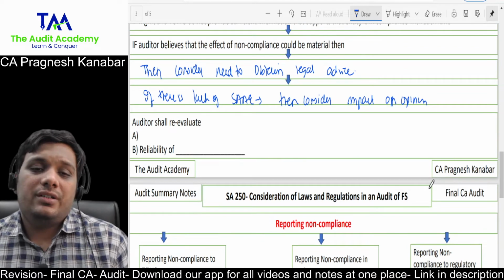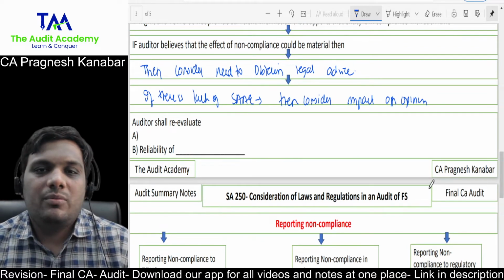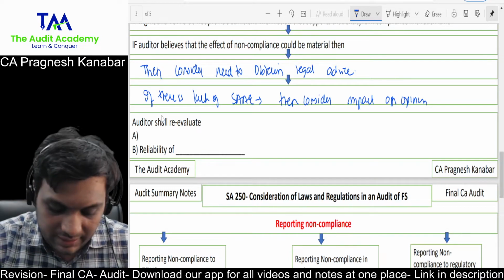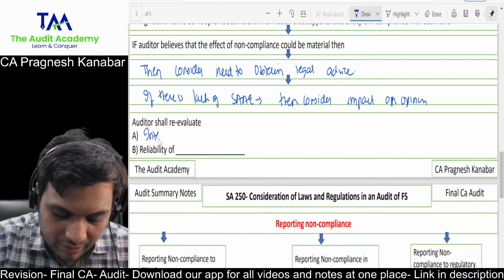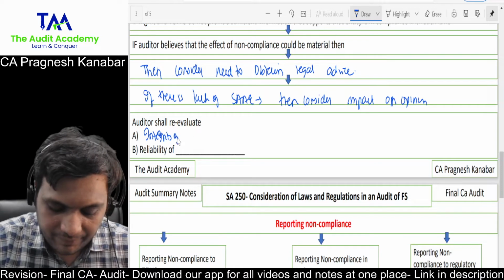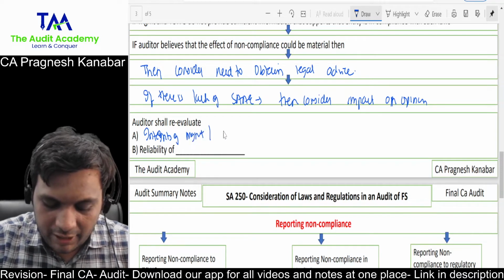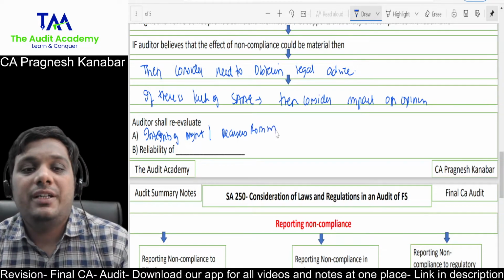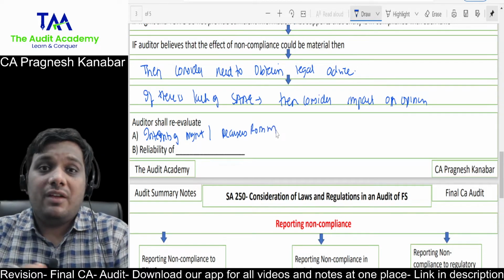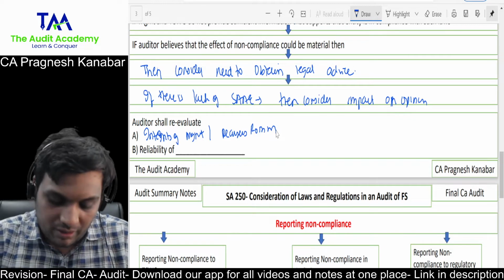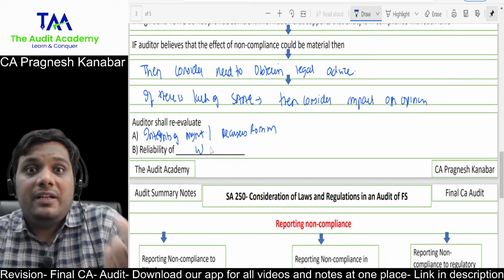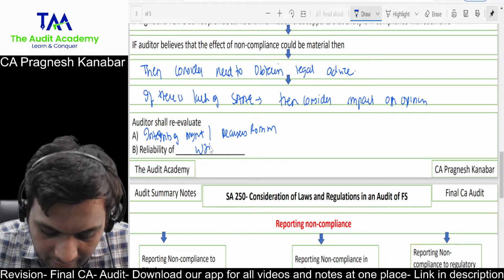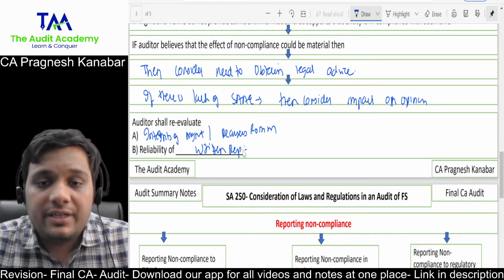All right. Auditor shall re-evaluate. Obviously you will be worried about whether the management and those charged with governance are still reliable or not. So I should re-evaluate the integrity of the management. I should reassess the risk of material misstatement, and whatever they have given us in writing till date, whether that was reliable or not, because the main people themselves are not turning out to be reliable. So whatever they have signed, I need to evaluate the reliability of written representations.